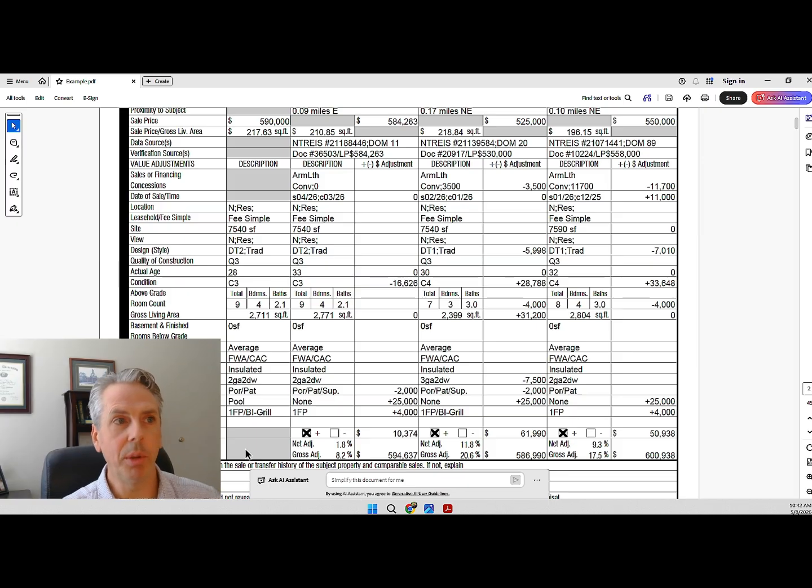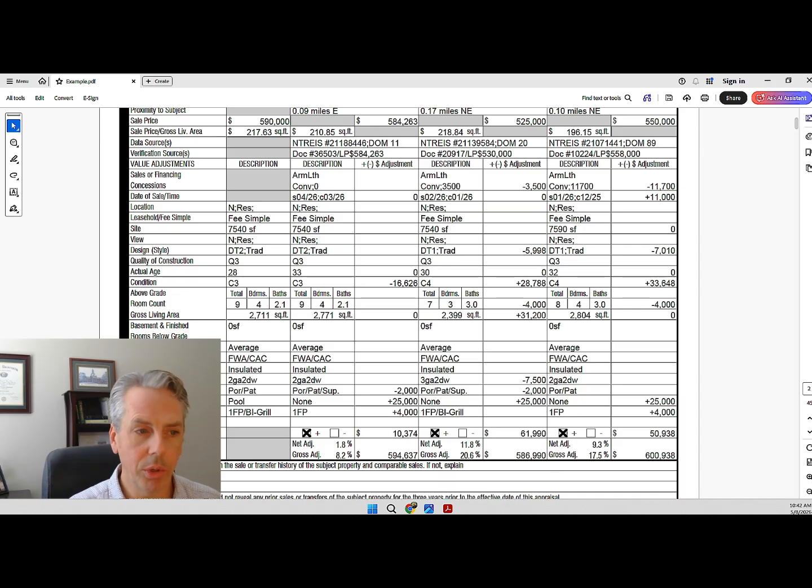If sale number one had instead been the same condition as the subject and had a pool, then its equivalent price would be $594,637. So that is what those adjusted prices mean. So if we go back at that point and say, okay, well, now I'm going to weight these based on which ones were most similar, well, if we're looking at the adjusted line, those are all the most similar now because we have adjusted them. That's the whole point of the adjustment process.